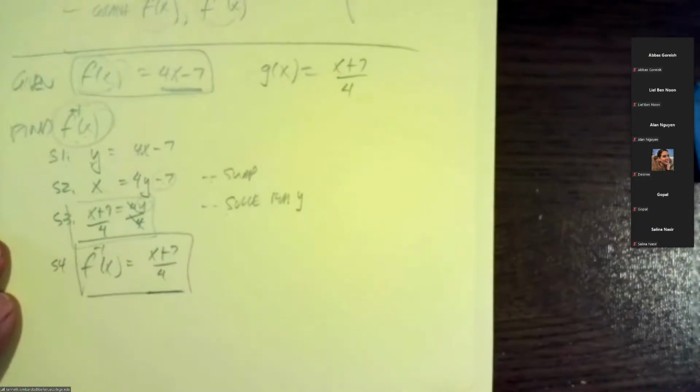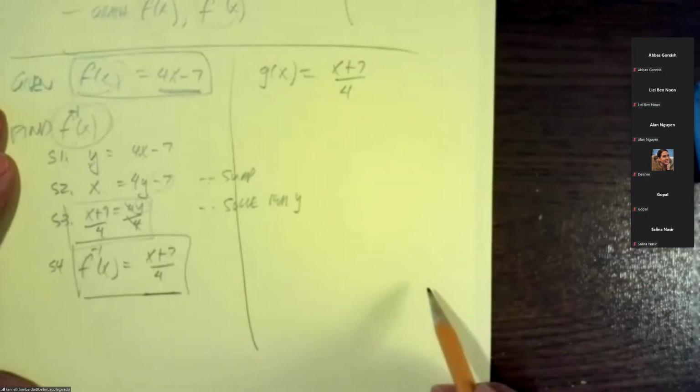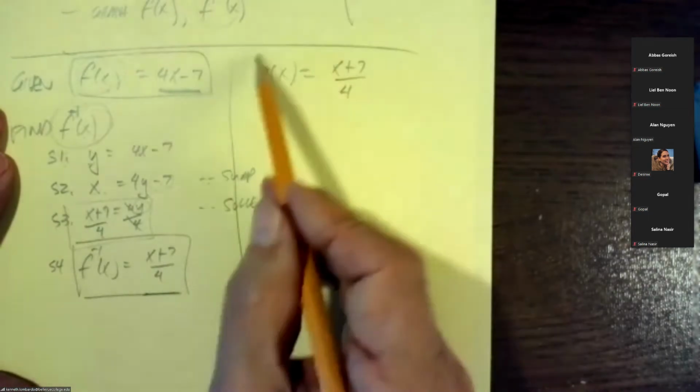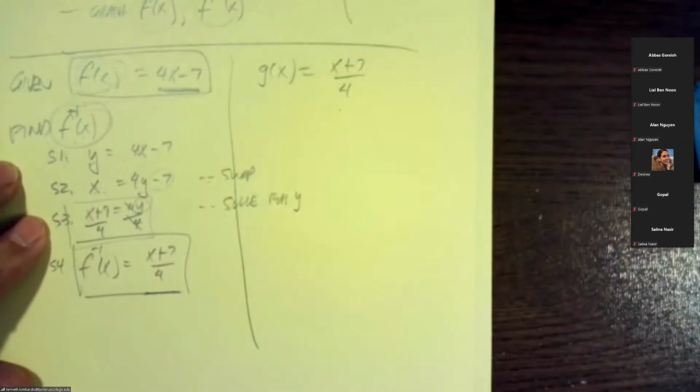Okay, questions on what we did to get the inverse? I'm going to do that same thing with this g function. Could you explain how you did step 3 again? Step 3, I just solve for y.